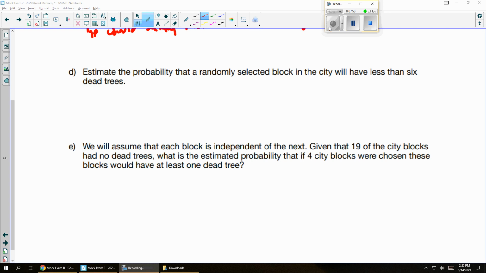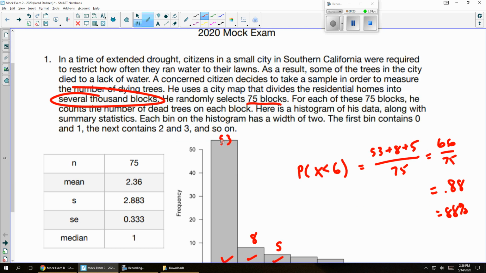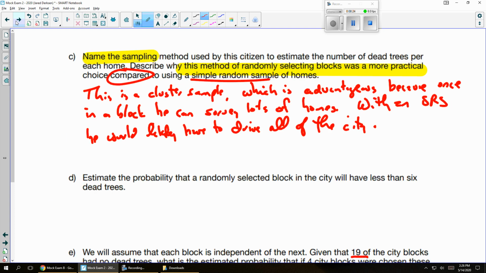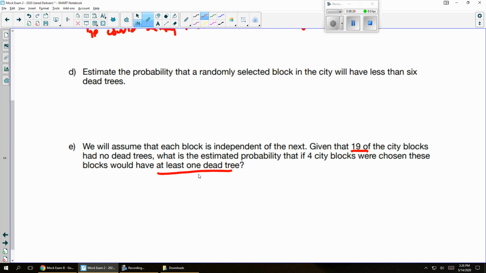So if there's 19 blocks with no dead trees, what's the estimated probability that if 4 blocks were chosen, these blocks would have at least 1 dead tree? Now, it doesn't say at least 1 dead tree each. Somewhere in those 4 blocks, we've got a dead tree. 19 of the blocks had no dead trees, which means if I look back here, out of this 53 that I wrote, 19 of them had no dead trees, and the others had 1 dead tree. And it says at least 1 dead tree, so it could be 2 or 3 or 4 or 5.